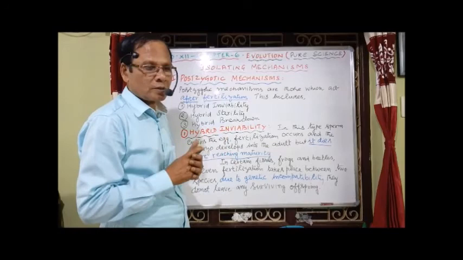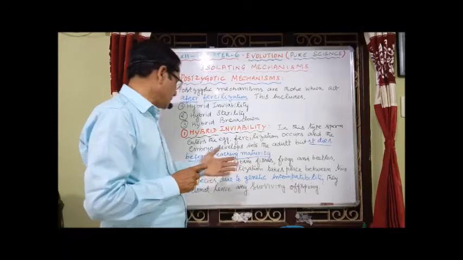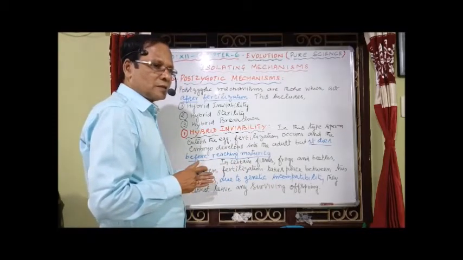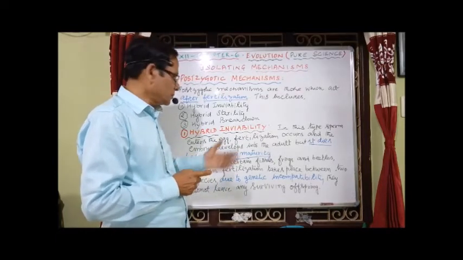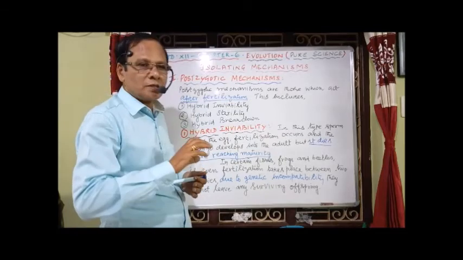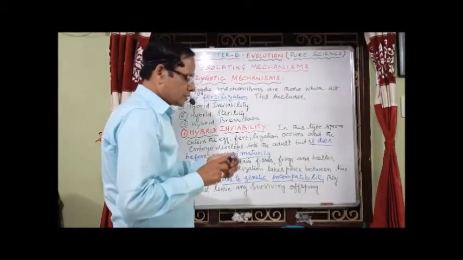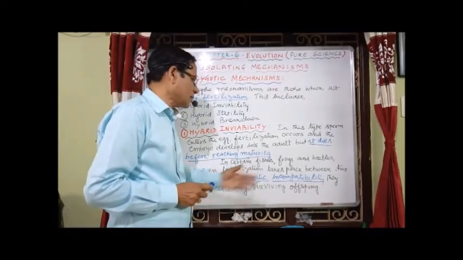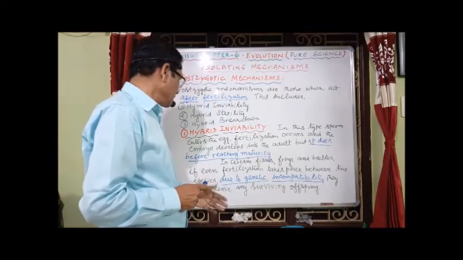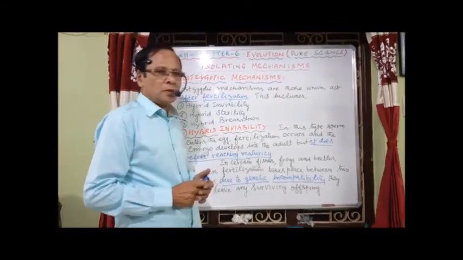This is inviable. It is common in the case of some fishes, frogs and beetles. Even though fertilization occurs between two different species of these individuals, due to genetic incompatibility, the offspring do not survive. What is incompatibility? Not matchable. The genotypes, the chromosomes, the genes are not matchable. That is called genetic incompatibility. So they do not leave any surviving offspring. No representative results from these.